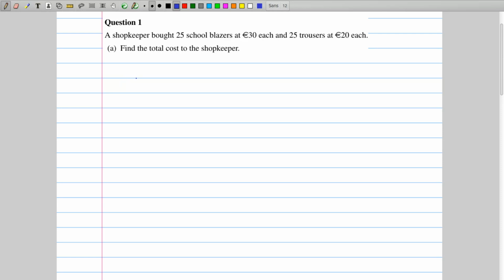He just spends €30 per blazer and €20 per trouser. And so the total cost is 25 times the cost of the blazer, which is 30, plus 25 times the cost of the trousers, which is 20. That ends up being 750. And then the 25 times 20 is 500. And you add the two of those together and you end up with €1,250. Don't forget your euro symbol there as well.